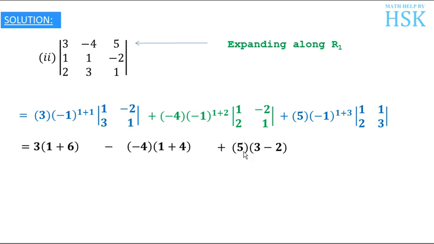And this will be equal to plus, because minus 1 to the power of 1 plus 3 is minus 1 raised to the power of an even value, so this will be equal to 5. This will be equal to a plus sign. Further, I'm going to get 5 into 3 minus 2. So this will be equal to 21 on solving, plus 20 plus 5, that will be equal to 46. So 46 is the value of this determinant.